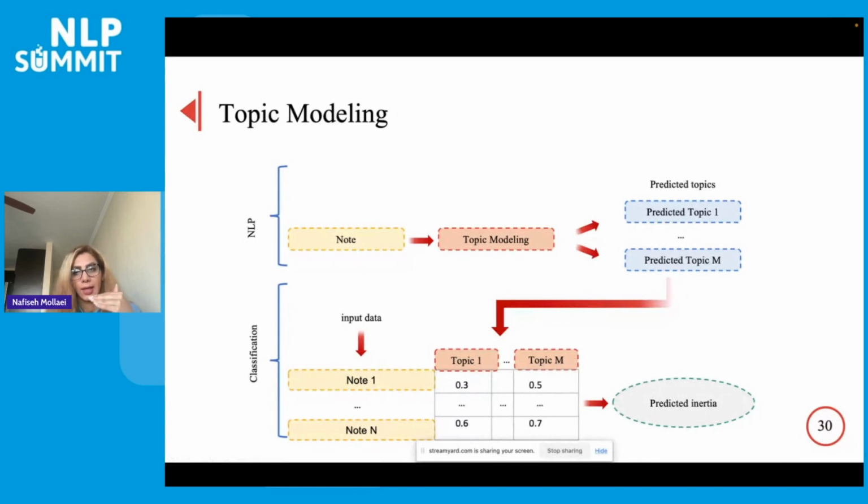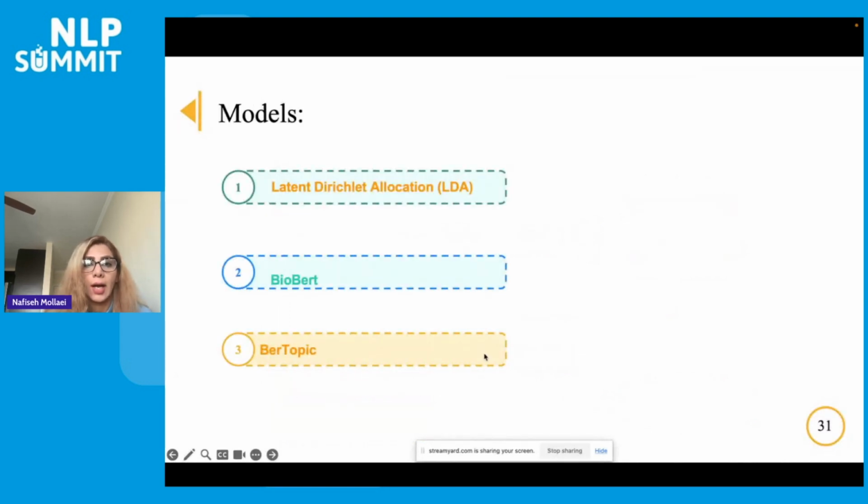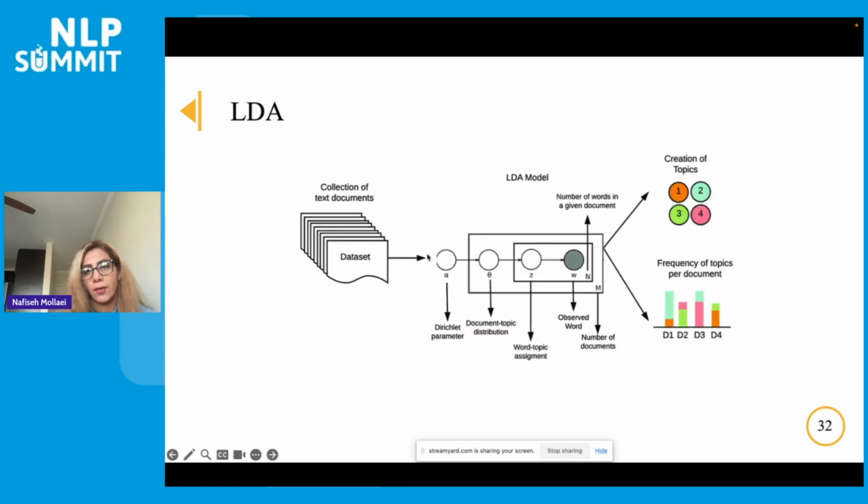By using these extracted topics, we can find how much these topics are involved in the progress notes. After that, we are going to predict whether these patients have inertia or not. Here I explain the different models. First, I'm going to talk about LDA. LDA is one of the traditional models for topic modeling, but I'm also bringing BioBERT and BERTopic, and I'm going to explain how these two are different from Latent Dirichlet Allocation. So first of all, LDA, as I told you, is a traditional model.